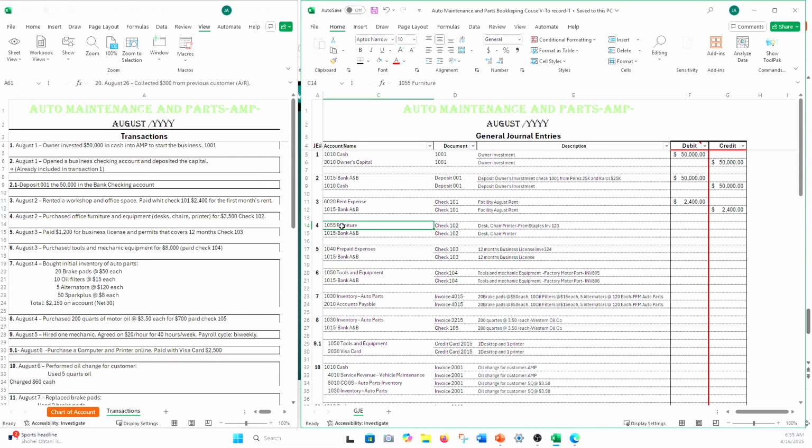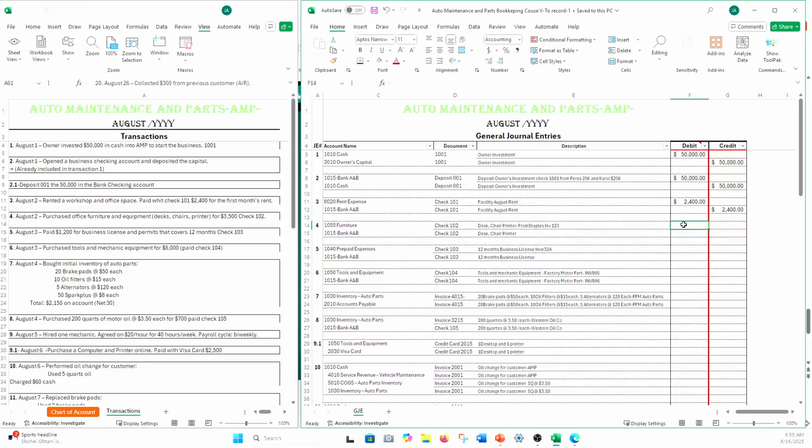Number 4 is a purchase of office furniture. The company purchases office furniture, which is desk, chairs, printer, for 3,500 with check 102. Okay, we have check 102 as a document. We just type any description that makes sense. In this case, I just typed desk, chairs, printer.